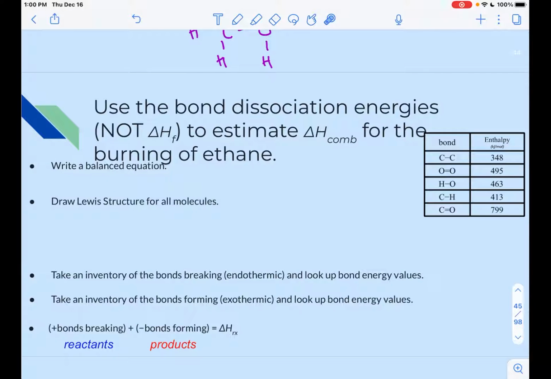So here, we're going to use bond dissociation, and you'll see I'll write not delta HF because we're still talking about delta H, but we're trying to learn bond dissociation. So don't use the stuff that you learned from the prior video. It's basically what those questions are saying. So the balanced equation for combustion of ethane is this. Combustion means we add O2, and we end up with CO2 and H2O.